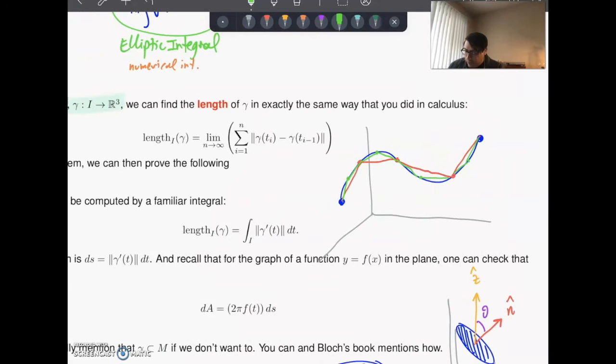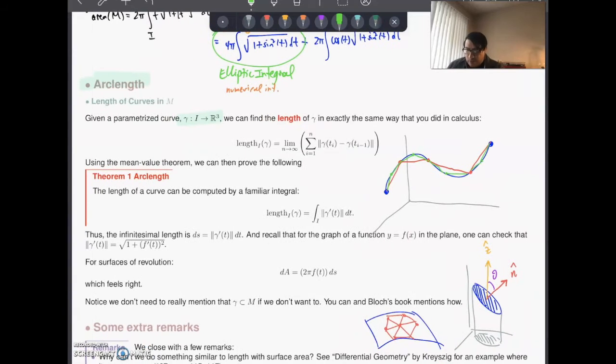Alright, so the formula is pretty easy. We have the length of gamma at ti minus gamma at ti minus 1. And if you use the mean value theorem, you can rewrite this as a derivative. Okay, so we have the formula for the length. You can think of this as a theorem. This time it is actually a theorem, not a definition, because we can start with the definition as coming from this, and then use the mean value theorem to prove it.